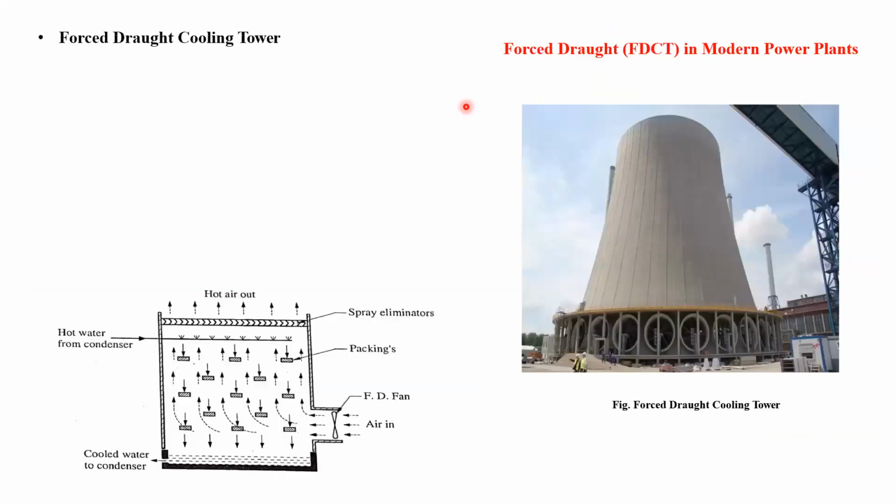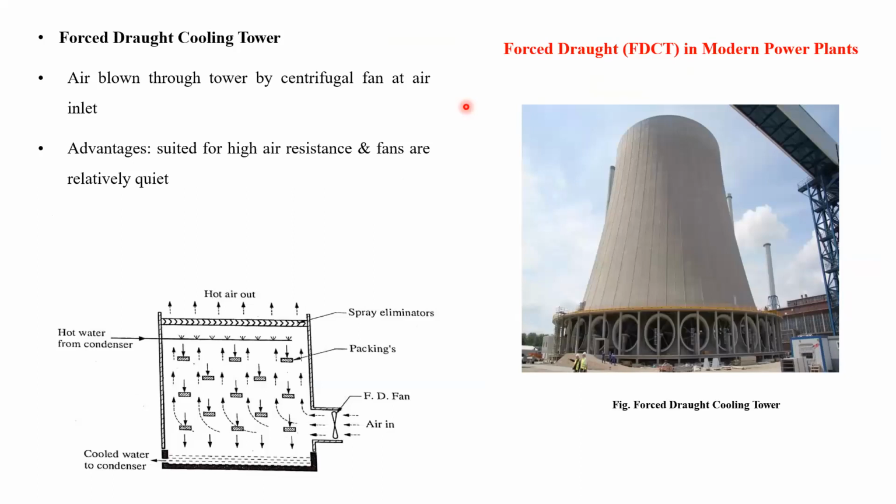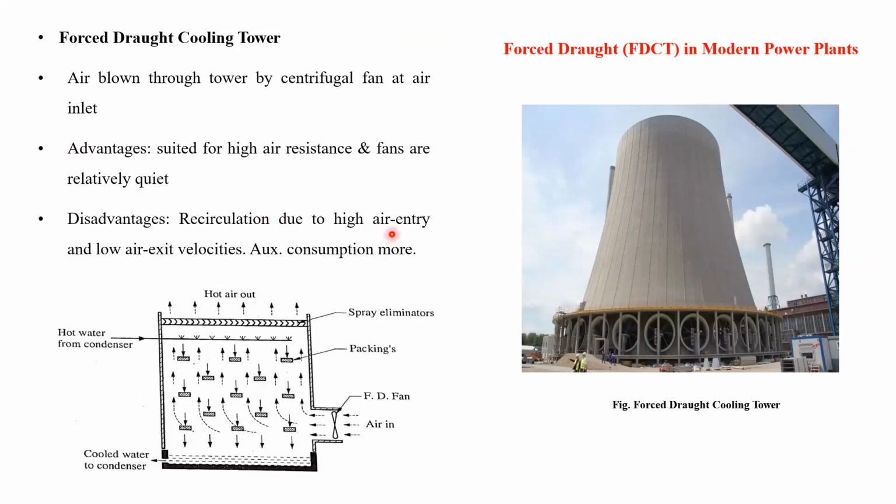Now next we are going to see the forced draft cooling tower. Air is blown through the tower by a centrifugal fan at the air inlet at the bottom. You are seeing these fans are placed at the bottom, so when the fan operates, the height is also less compared to natural draft, because the air is forced from the atmosphere through the fan into the cooling tower. Advantage: suited for higher resistance, and fans are relatively quiet. Disadvantage: recirculation due to high air entry and low exit velocities. Auxiliary consumption is more. These are the disadvantages.